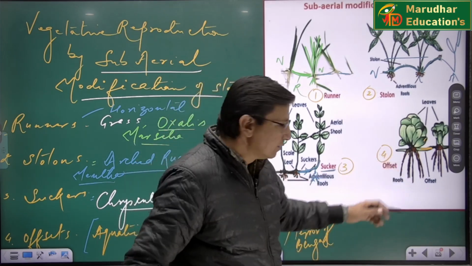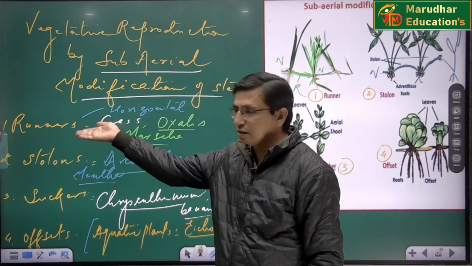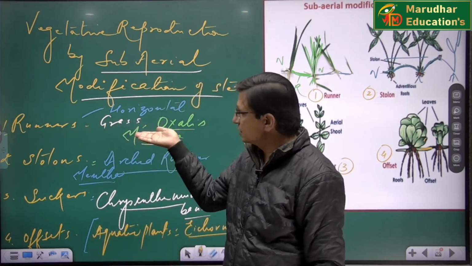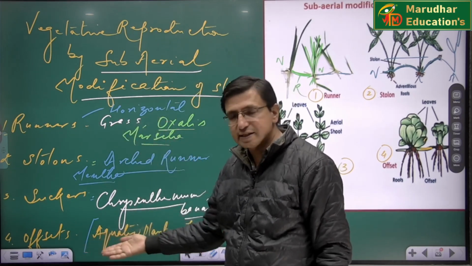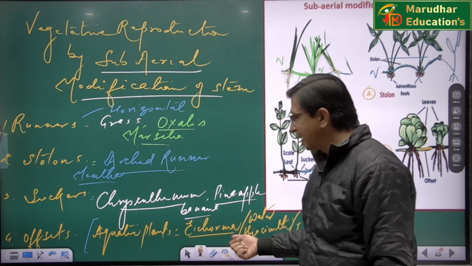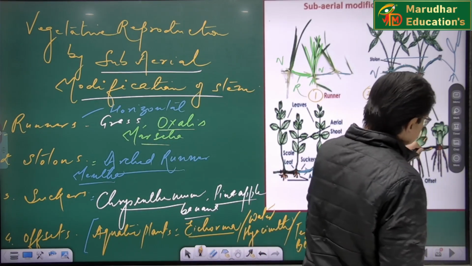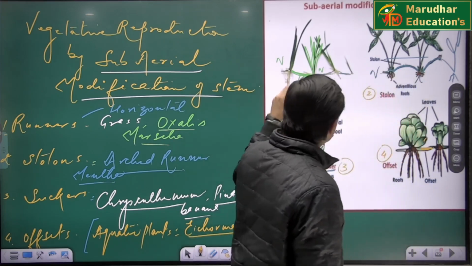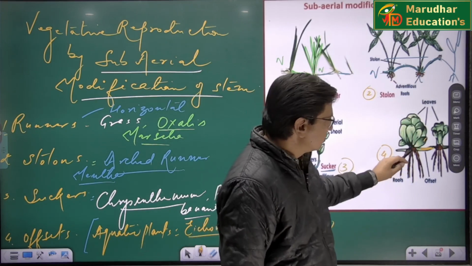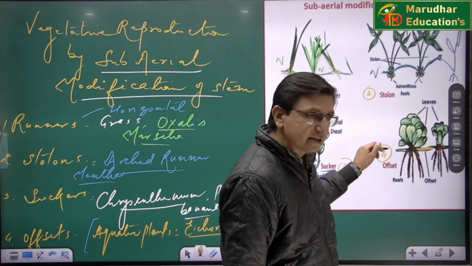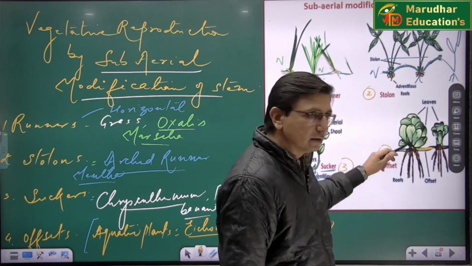So this is offset, which is present in what? Aquatic plants. It's like runners. Runners are present in terrestrial plants like grass, Cynodon, Oxalis, Marsilea, but offsets are present in aquatic plants, and Eichhornia is one such example. See, this is offset. The way runners spread in all the directions in terrestrial plants, offset spreads in all the directions in the aquatic plant called Eichhornia.